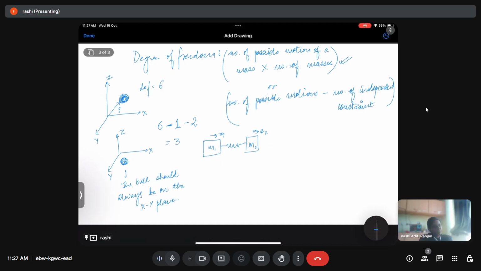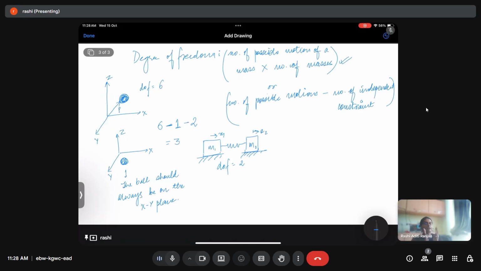So the degrees of freedom is how much? 2. There are 2 point masses. And every point mass has how many degrees of freedom? 1 degree of freedom. Why? Because it is made to oscillate only in this direction. Though it is in two-dimensional space, about this axis it is not allowed to oscillate. In the z-axis, it is not allowed to oscillate. So it can oscillate only in the x direction.